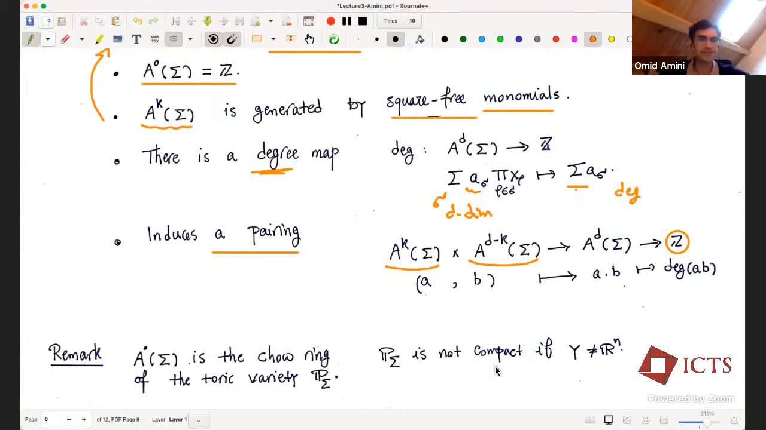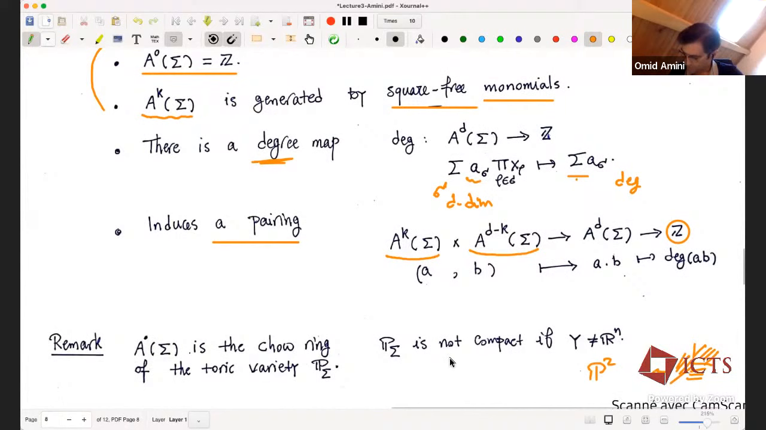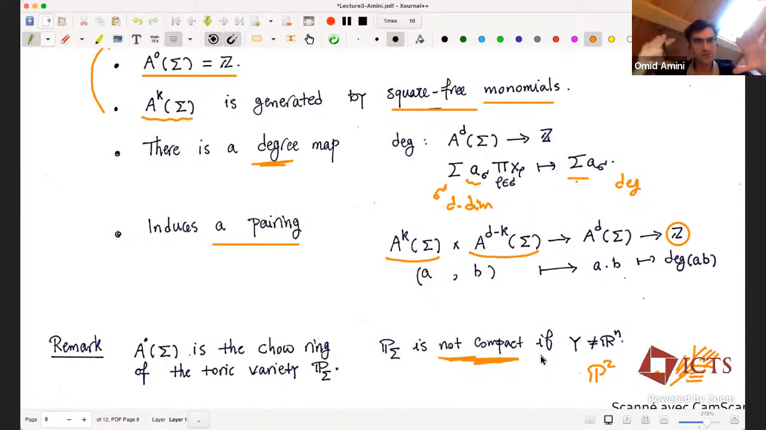For example, in the case of the previous example that I gave, this is the fan of the projective plane. So for this fan, you have just P2. And the calculation we did was the calculation of the Chow ring of P2. And the Chow ring of P2 is generated by the class associated to the line. So it was natural to get a copy of Z for the line, and a copy of Z for P2. But this is fundamental: in general, as we saw, the tropical fans do not have full support, so the variety associated to sigma is not compact.